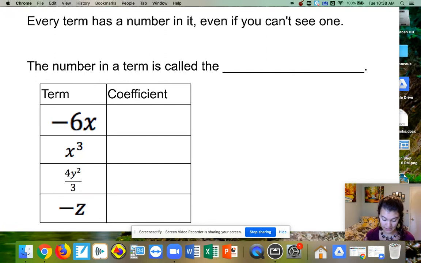Every term has a number with it, even if it's not written down, obviously. The number in a term is called the coefficient. It's just a fancy name for the number in front. So if we're looking at this term, the coefficient is the number in front that we see. So your coefficient is negative 6.